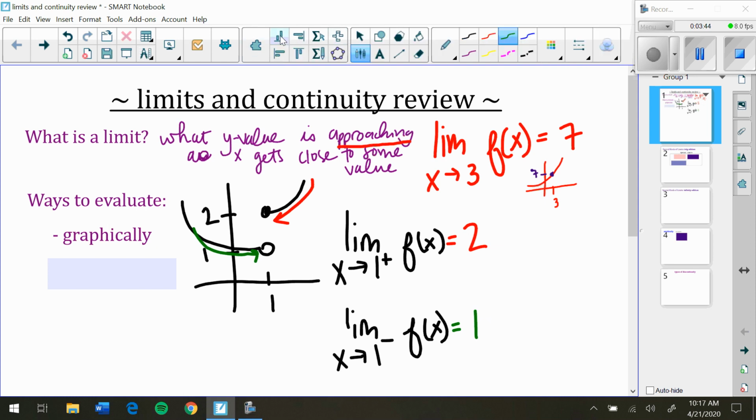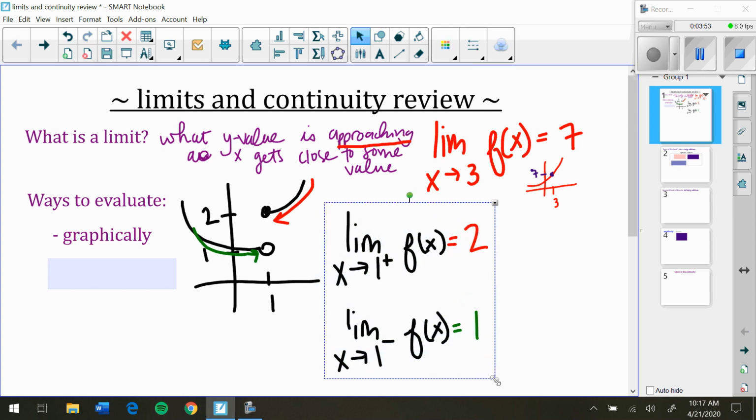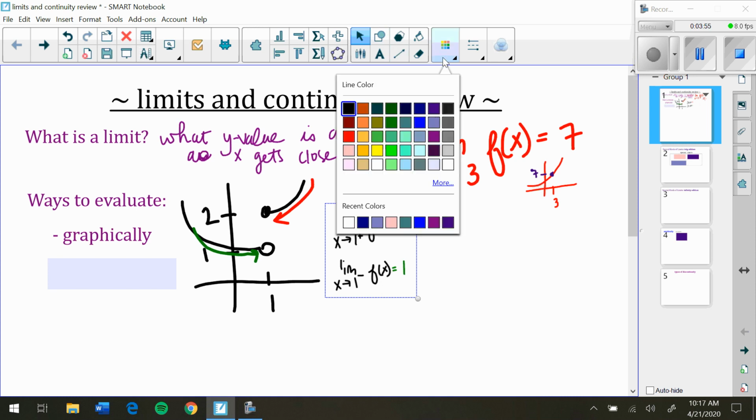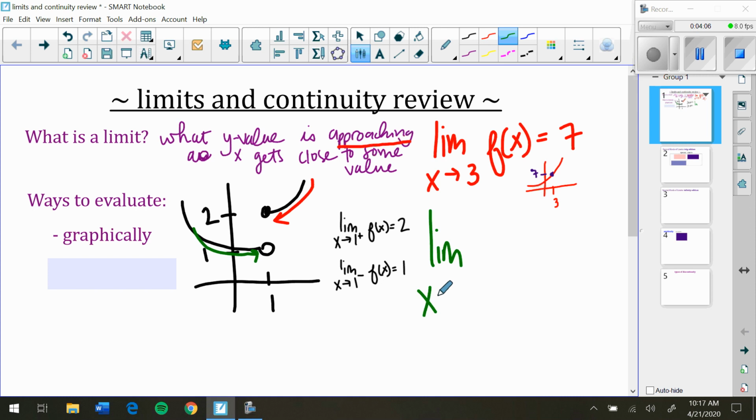And then the last piece here, we've got limit from the left, limit from the right, but the final question is, what about the limit at 1 period? So the limit as x approaches 1 of this function, well, look, as it comes from the right, it's at 2. As it comes from the left, it's at 1. If those are the same, it would be whatever that number is, but because in this case they are different, the limit here does not exist. Why? We've got a jump.